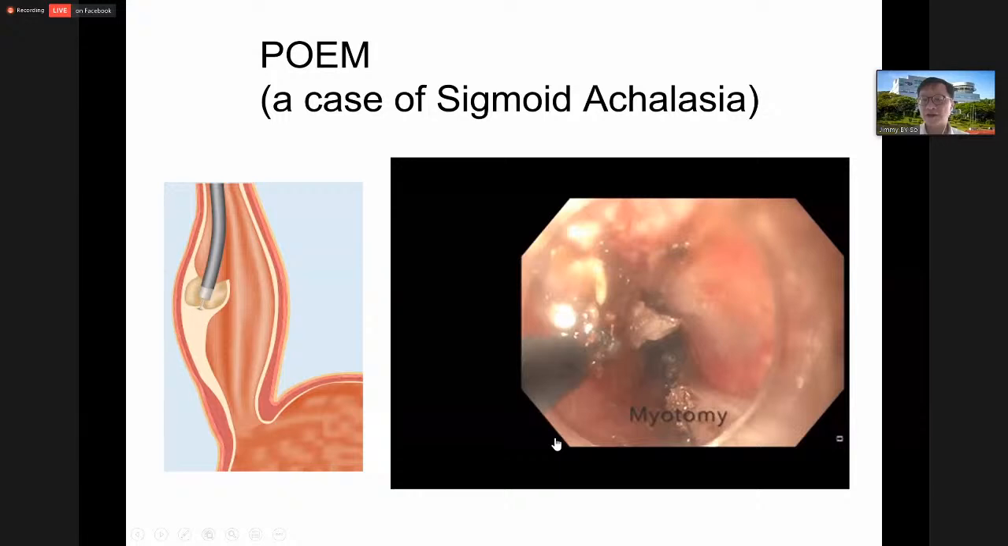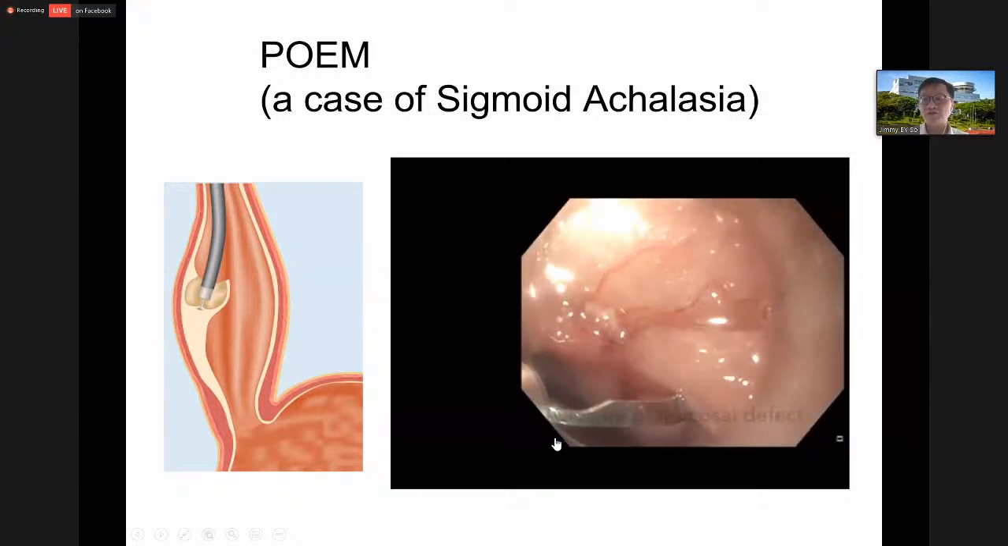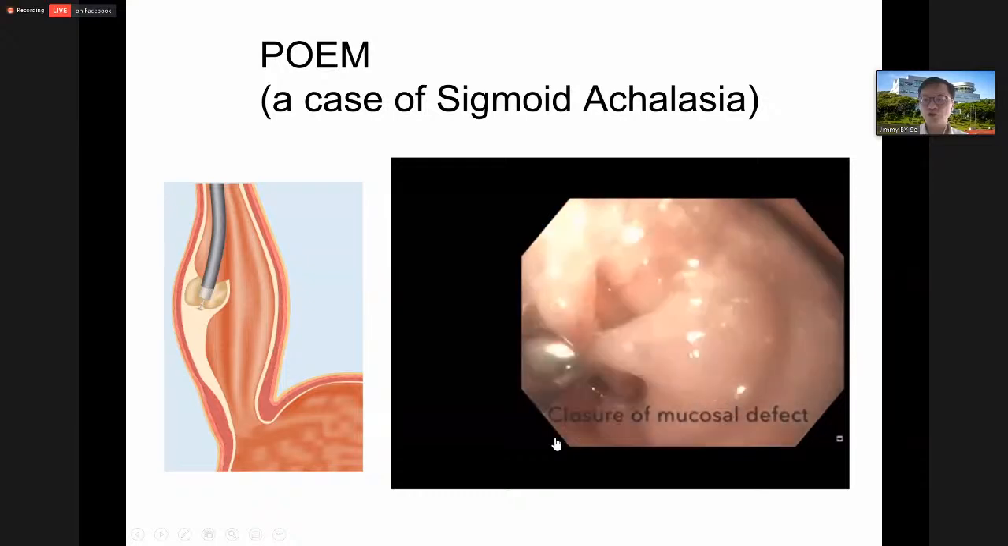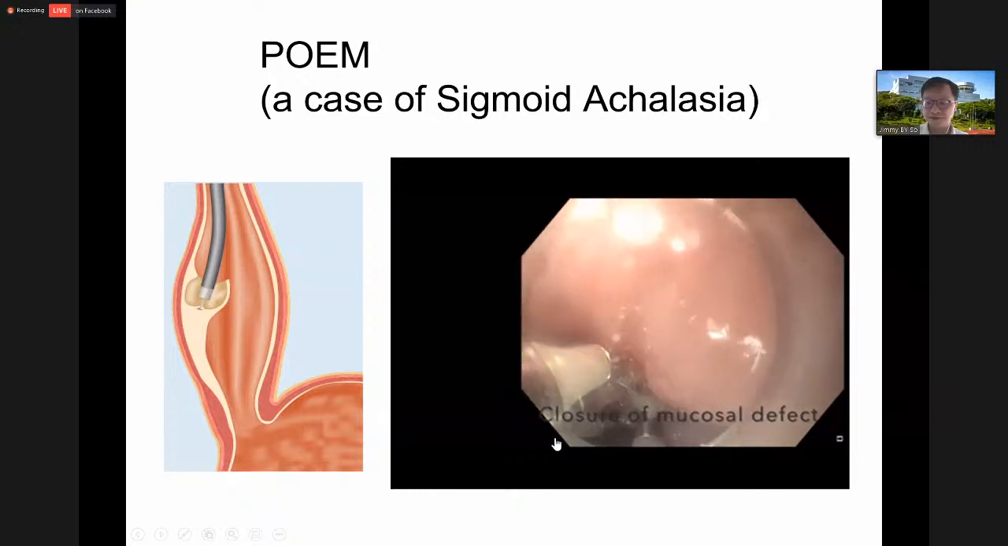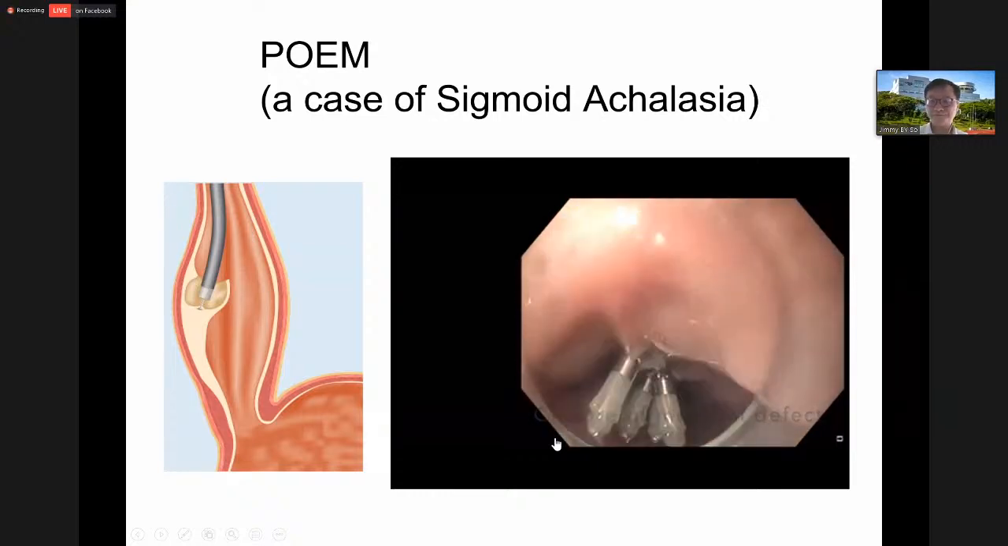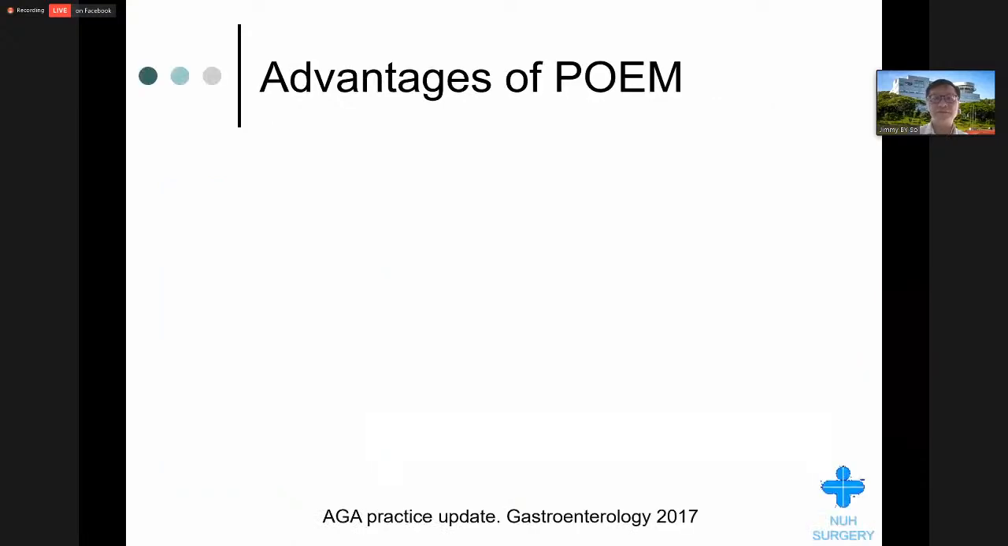And you can see the end of the myotomy along the entire lower esophagus all the way up to the gastric cardia. And finally, back in the esophageal lumen, you close the mucosal defect with clips. And this is the end of the procedure.